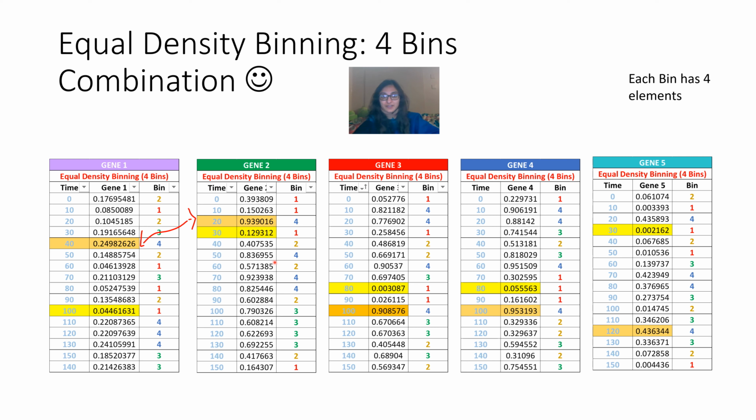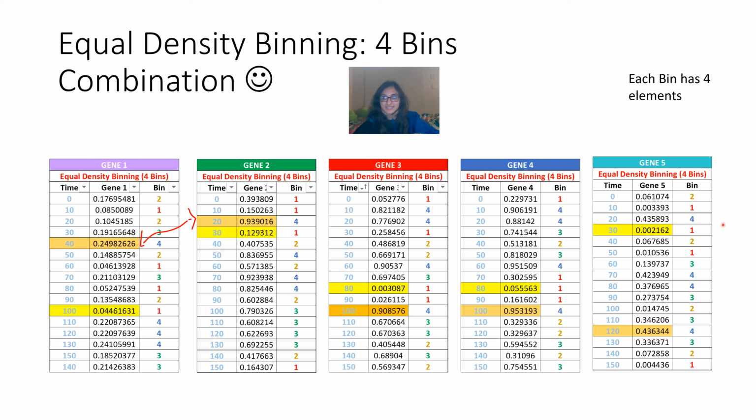So we're comparing not these values with each other, but the binning, the changing in the distributions of that gene's expression values across the time points. We're seeing gene 2 changing relative to its other values, and gene 3, gene 4, and gene 5 changing relative to their other values. So it's all relative to its other values. That's what binning tells us.